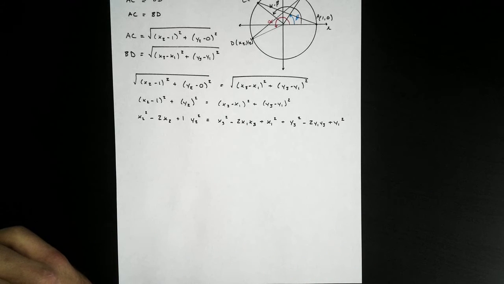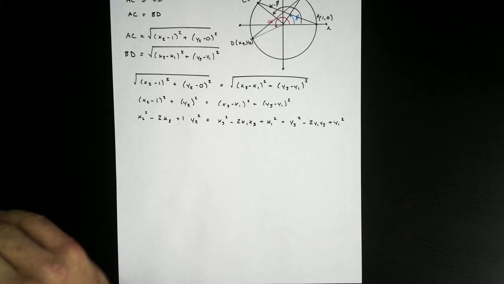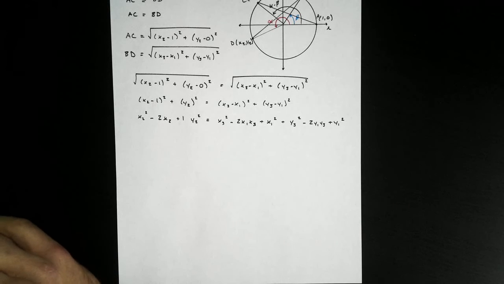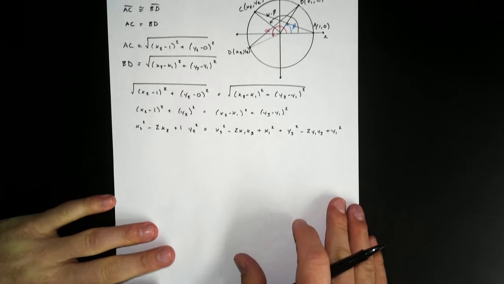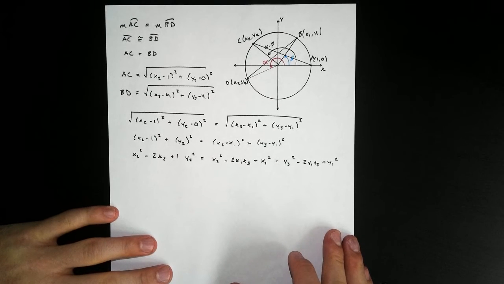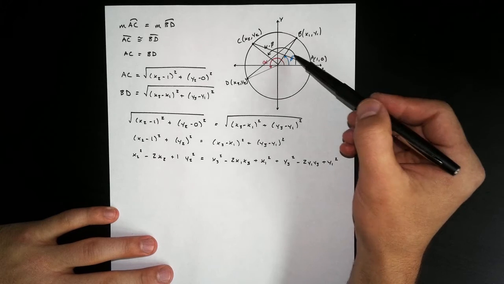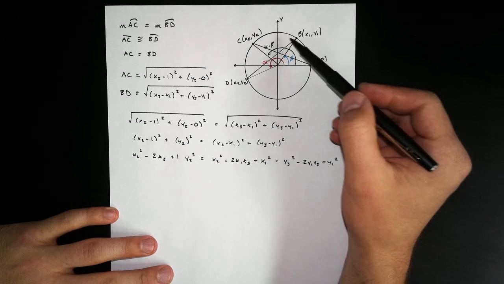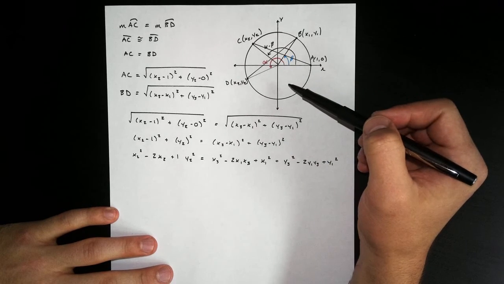All right. Now it looks like a lot. We have lots of x's, we have lots of y's, but there is some nice, easy simplifying we can do with some clever substitution. Because we are working with the unit circle, we know that the radius everywhere on here is 1.